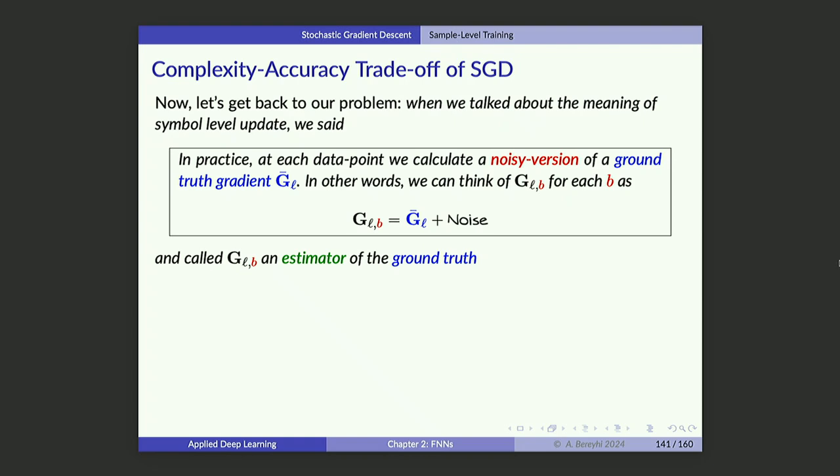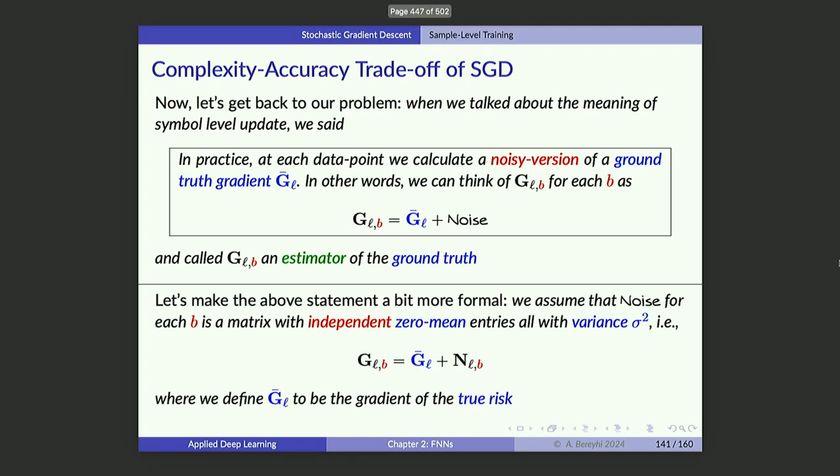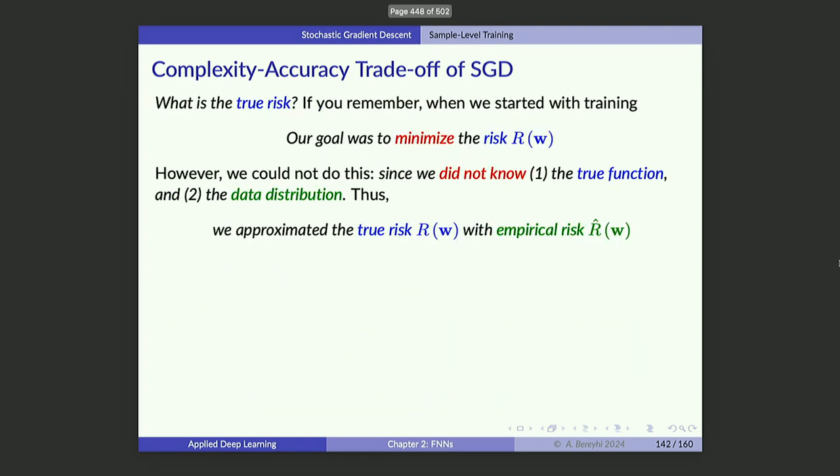If you remember, we initially said that we want to minimize the true risk. When we started with the whole training procedure, we said that if we want to do something mathematically meaningful, we should be able to compute the expected loss, which we called risk. It was true risk, and we tried to minimize that, right? But we couldn't compute that. What was the reason?